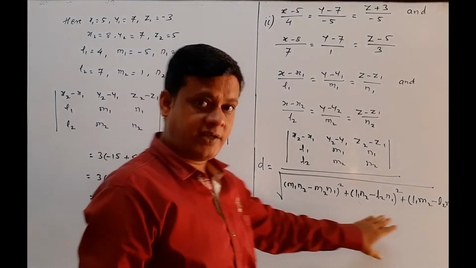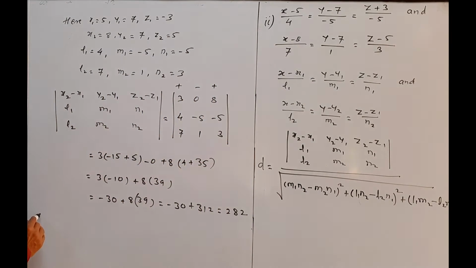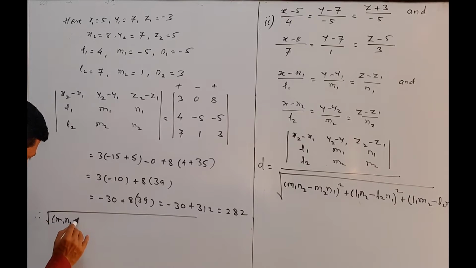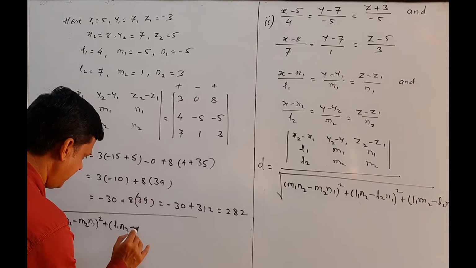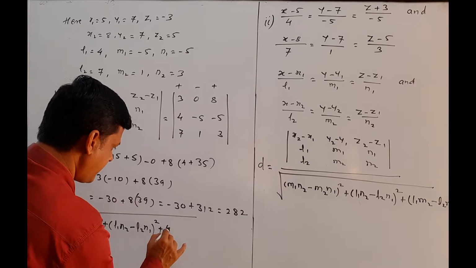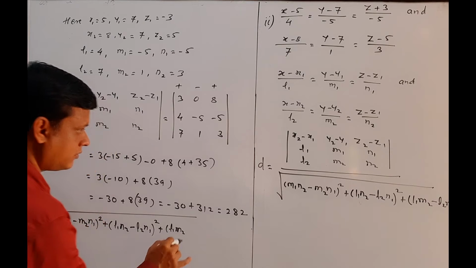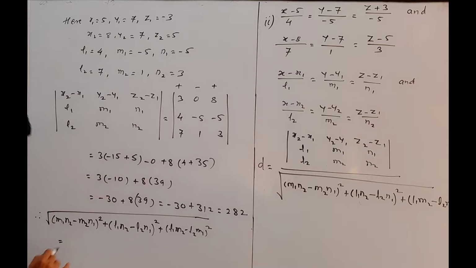Now we have to find this denominator, that means the square root value. So square root we write here. Therefore square root of M1 N2 minus M2 N1, its bracket square, plus L1 N2 minus L2 N1, its bracket square, plus L1 M2 minus L2 M1, its bracket square, is equals to.